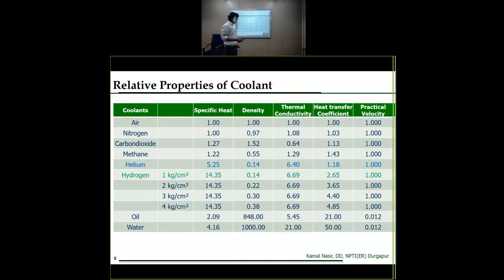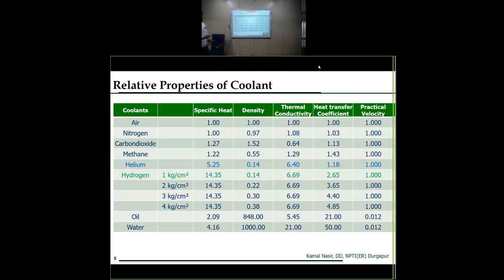Now as we have moved from air cooled generator to hydrogen cooled generator, there is a question that why we are going for hydrogen. We have more options as nitrogen, carbon dioxide, methane, helium, hydrogen. If we compare, then we see how effective is a coolant in carrying the heat from the generator to the outside and releasing the heat to the outside. So we compare it in four parameters. First is specific heat, density, thermal conductivity, heat transfer coefficient, velocity.